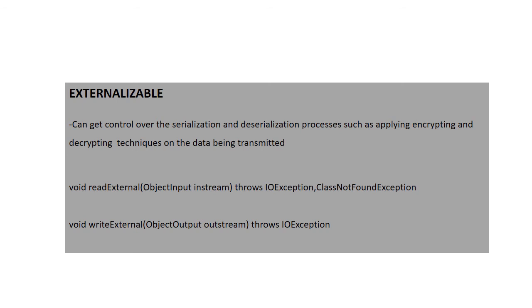The Externalizable interface defines two methods. The first is void readExternal, throws IOException, ClassNotFoundException, and the second is void writeExternal, throws IOException. In these methods, inStream is the byte stream from which the object is to be read, and outStream is the byte stream to which the object is to be written.